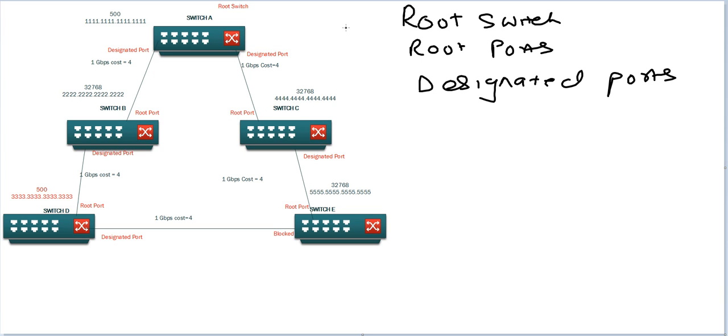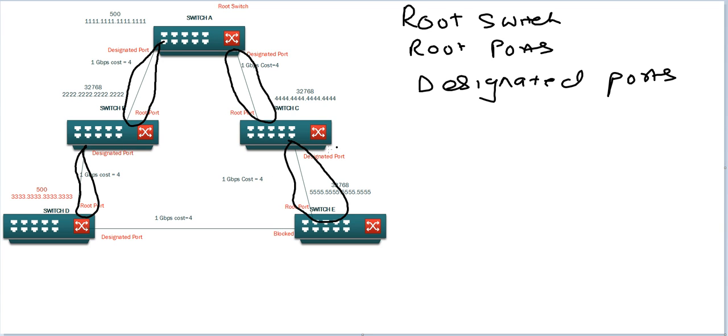A single designated port is to be identified for each segment. This port is responsible for forwarding BPDUs and frames to that segment. Now, if two ports are equally capable of becoming designated ports, which we will see in a while, then there is a loop and one of the ports will be placed in blocking state to eliminate that loop.